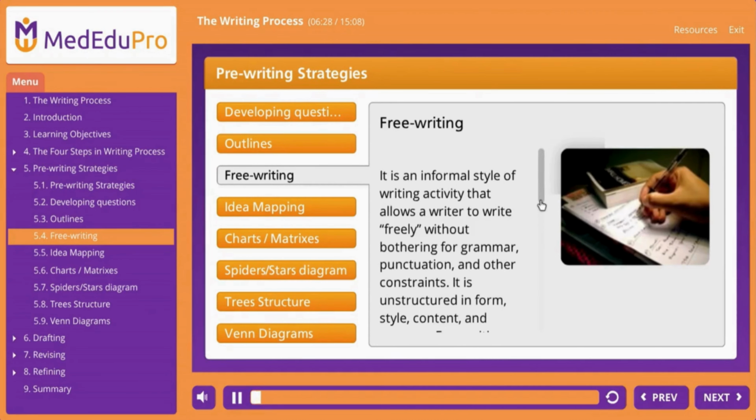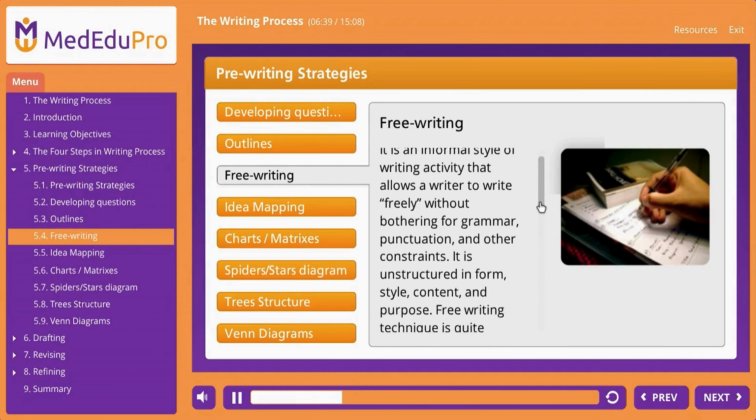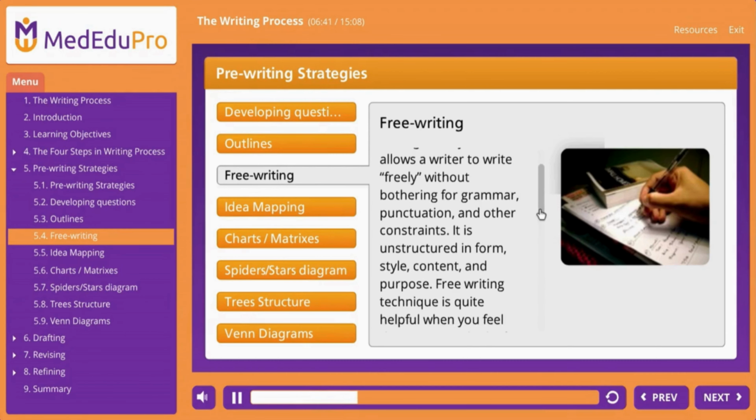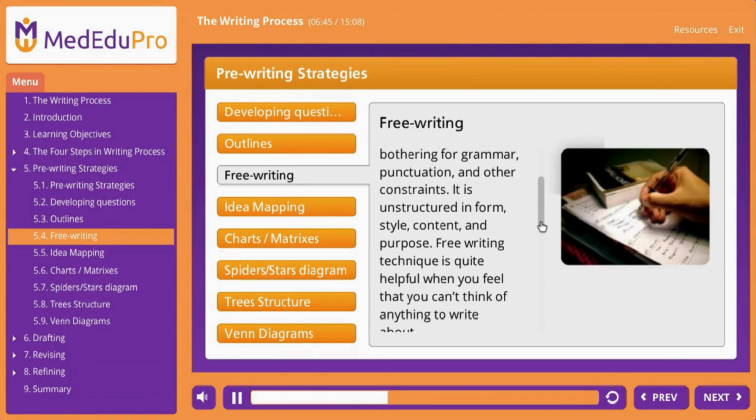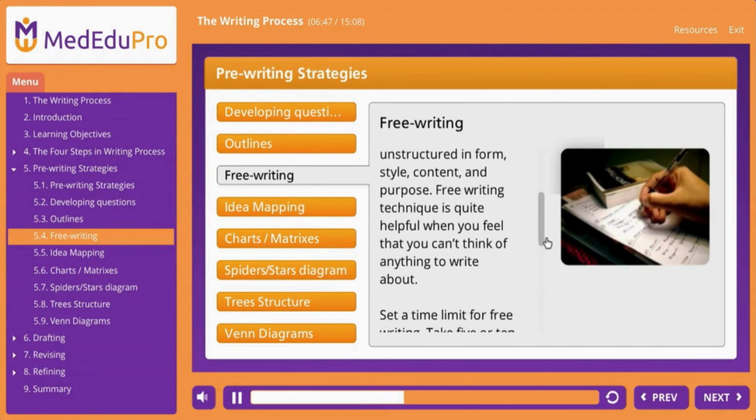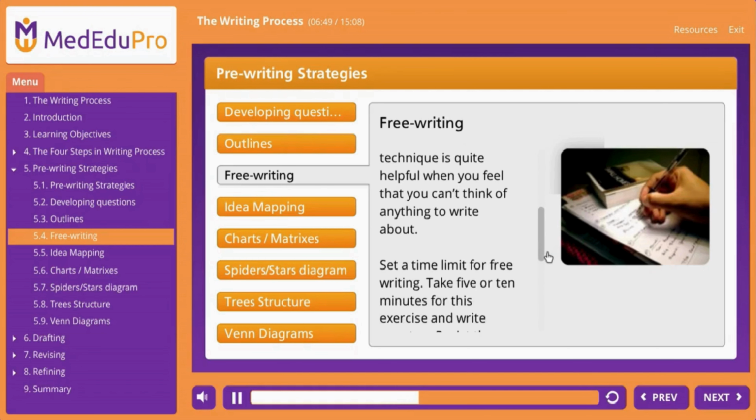Free writing. It is an informal style of writing activity that allows a writer to write freely without bothering about grammar, punctuation, and other constraints. It is unstructured in form, style, content, and purpose. The free writing technique is quite helpful when you feel that you can't think of anything to write about.